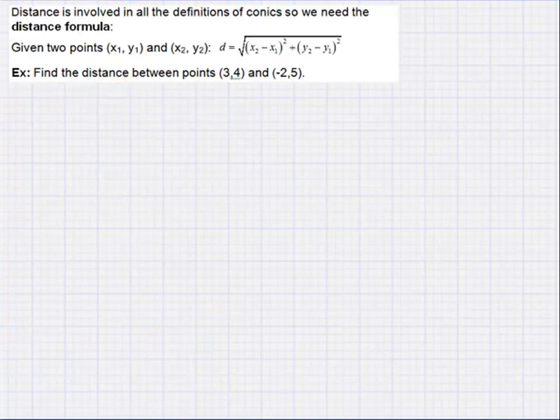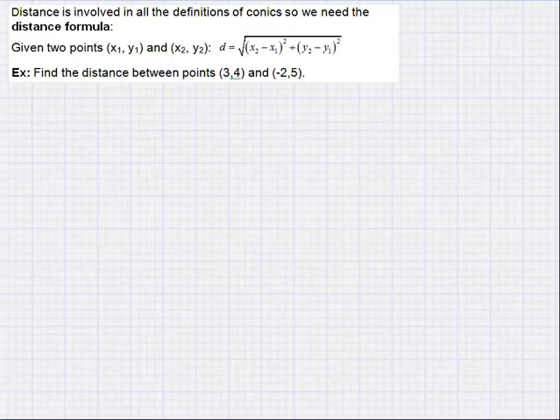In order to discuss these different conic sections, one major piece that's going to be part of every one of the definitions for the conic sections is distance. So you need to be able to find the distance between 2 points, and this should be an old formula. Everyone should be familiar with how to find the distance between 2 points, but just to review it, because it is a major part of this, we'll look at it.